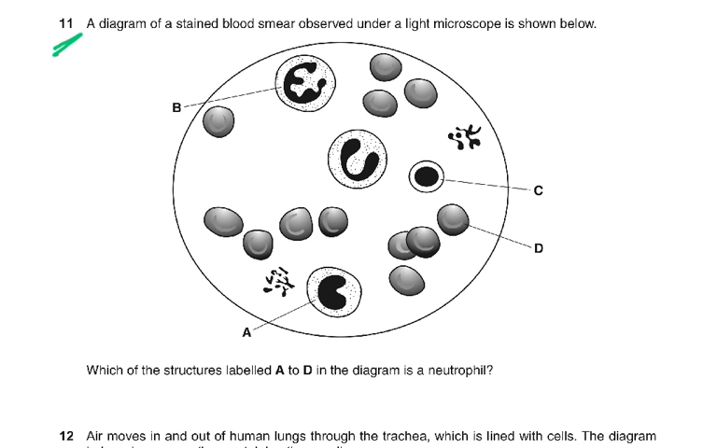A diagram of a stained blood smear observed under a light microscope is shown below. Which of the structures A to D in the diagram is a neutrophil? Now the answer is B. What is C? C looks like a lymphocyte, A looks like a monocyte, and D is a red blood cell.